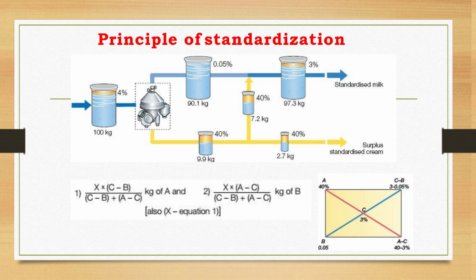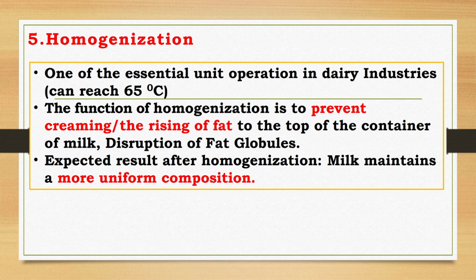Another essential unit operation is homogenization. This is one of the most important steps in dairy processing. The function of homogenization is to prevent creaming, that's the rising of fat to the top of the container. It works by disrupting the fat globules. The expected result is that the milk maintains a much more uniform composition from top to bottom. Homogenization often takes place at temperatures reaching 65 degrees Celsius.